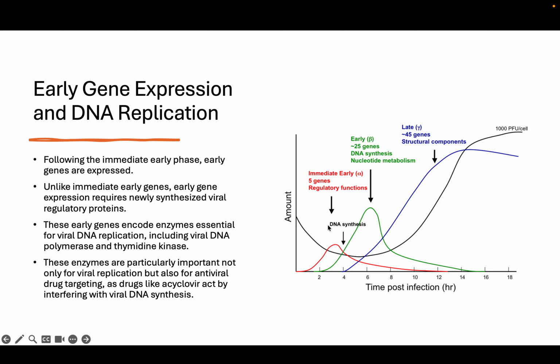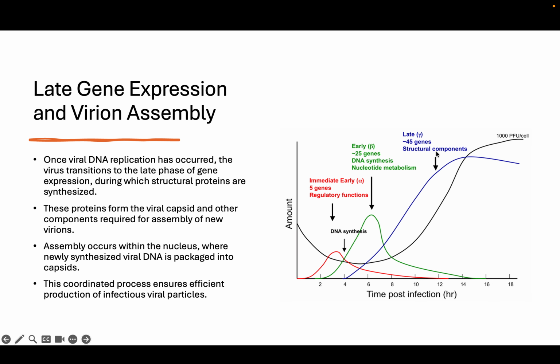These 5 proteins are going to kickstart the transcription and translation of your early genes. What are these early genes? These are your DNA synthesis and nucleotide metabolism proteins. These are needed for viral DNA replication, like DNA polymerase and thymidine kinase. All these different ones are going to help duplicate the genome and provide the viral machinery for replication. And then these are going to kickstart the late genes. These are more the structural components, for example all the stuff needed to assemble the capsid.